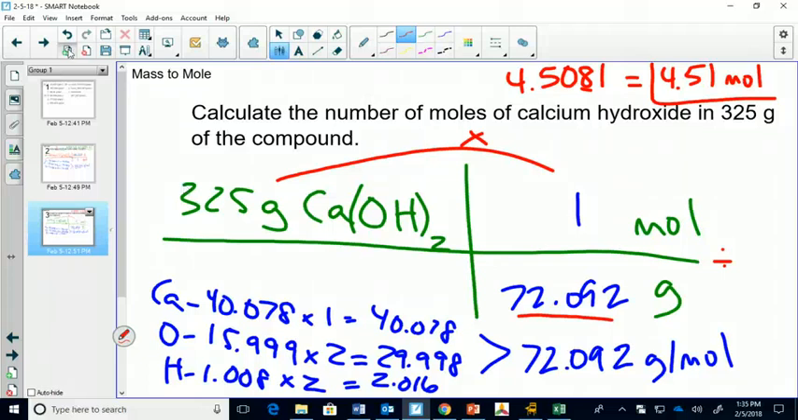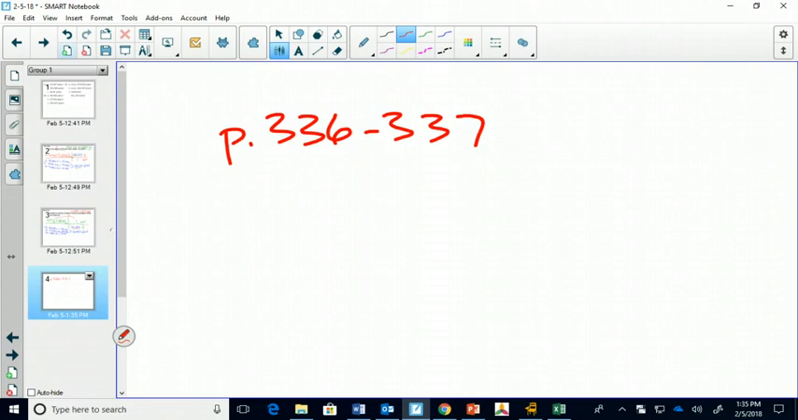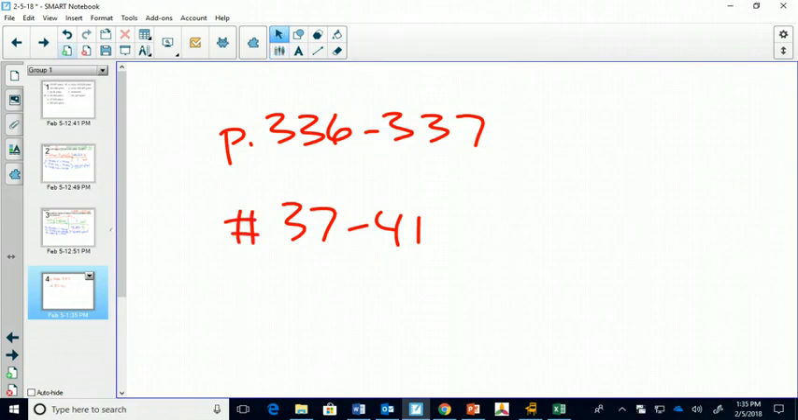Okay, I'm sure you can tell where I want you to go here. On page 336 to 337, I would love for you to do 37 to 41. And you've got 15 minutes that you can knock most of this out right here.